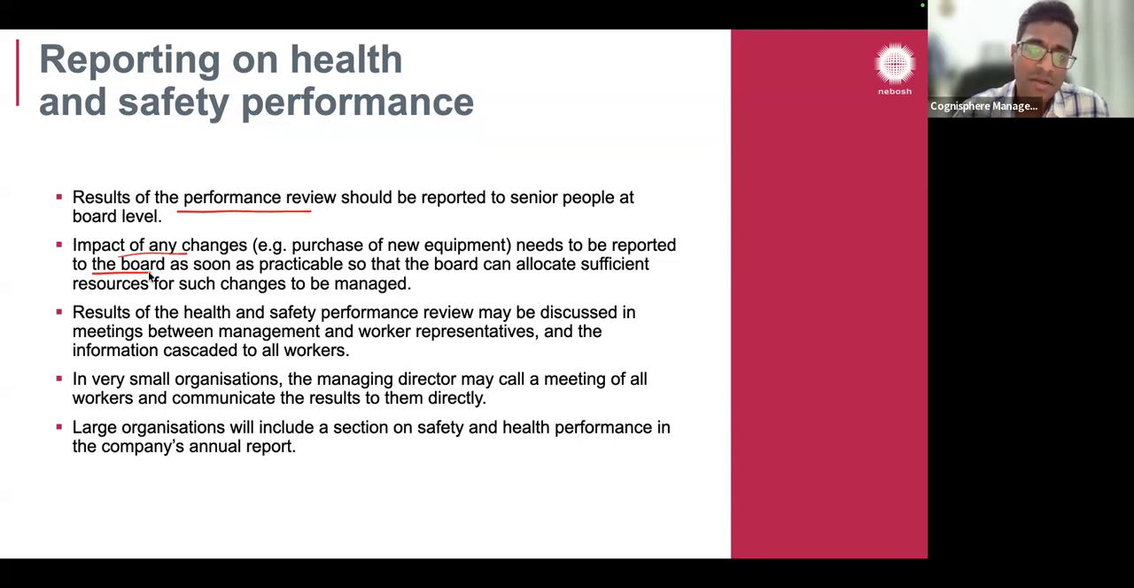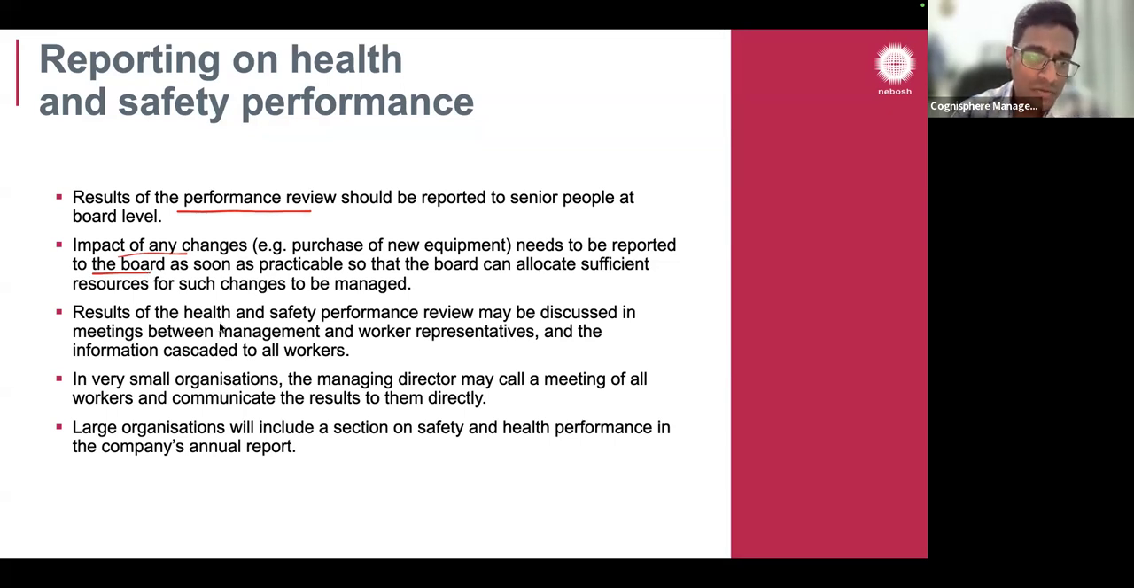So for instance, if this year you're going to purchase more PPE, or you're going to purchase new equipment, then you should notify the board so they can increase your budget for the next year, so the health and safety requirements are being met.